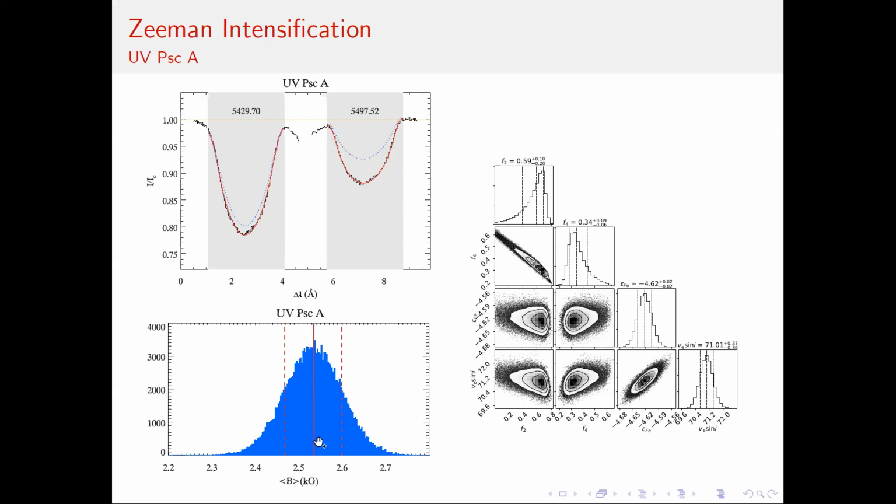The average magnetic field can be seen here, the posterior distribution of the magnetic field. It lands at about 2.5 kilogauss. So a quite strong average field strength all in all.